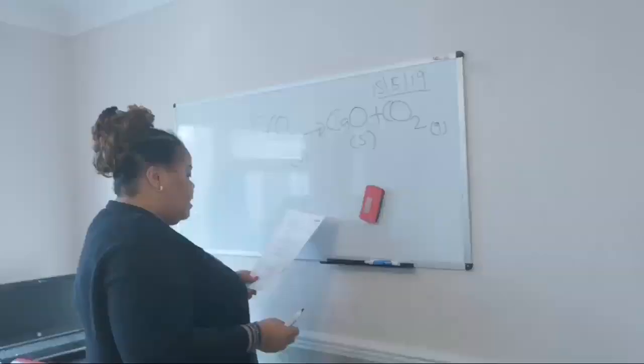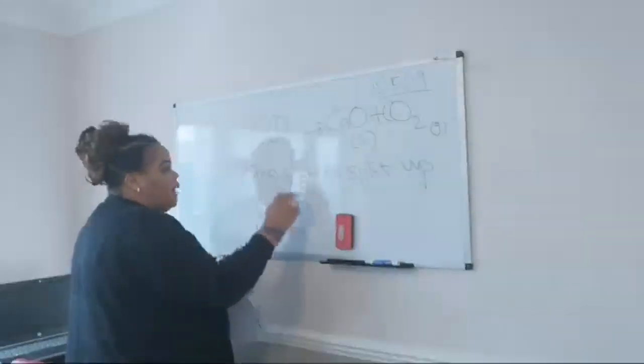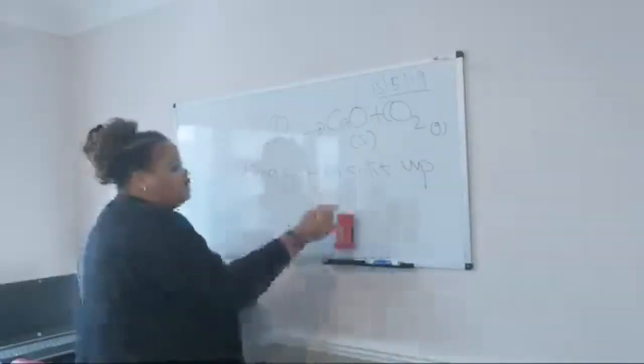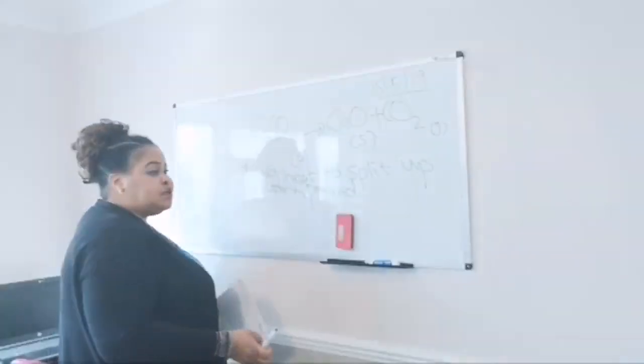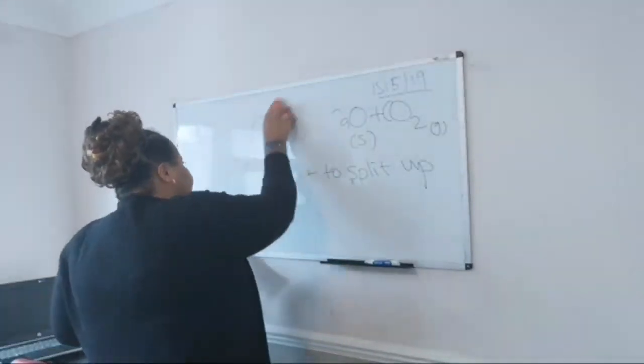Now, if we look at the next question, it says a student heated a sample of calcium carbonate. The equation for the reaction is this: calcium carbonate splits into calcium oxide and CO2. Note thermal decomposition is using heat to split up a compound. If you dissolve it in water, it's not thermal decomposition. But if you apply heat to break it apart, then it is thermal decomposition.